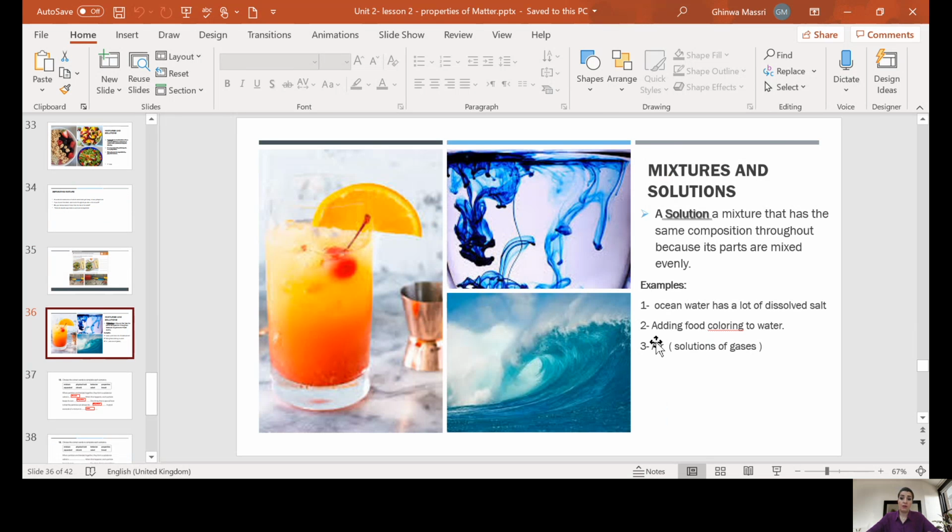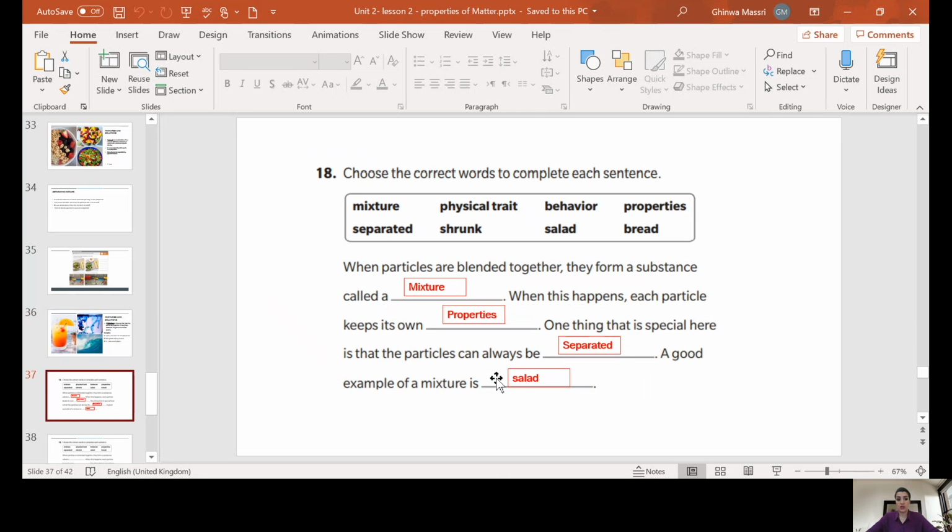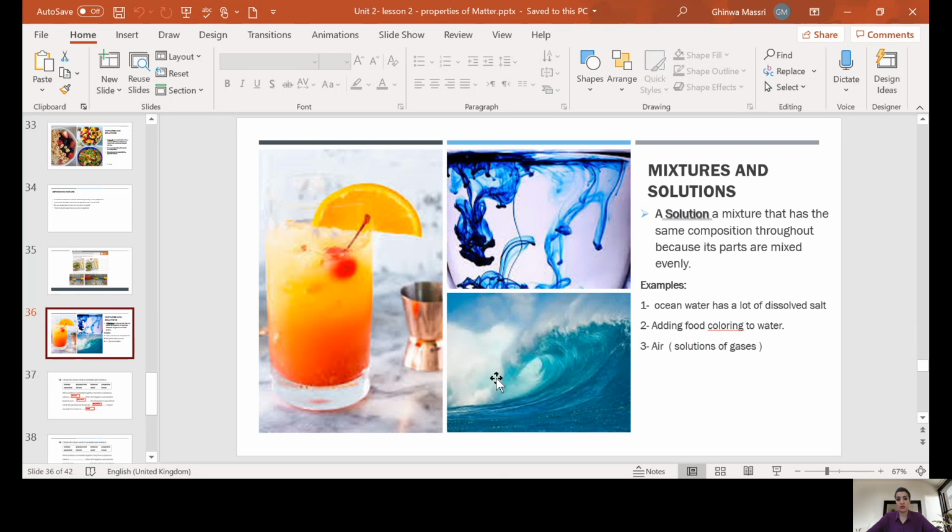We also talked about a solution, which is a mixture that has the same composition everywhere when it is evenly mixed. For example, if I taste the tea, it will have the taste of sugar all over the tea, whether I start sipping from the first sip till the last sip. It's a solution because the sugar is dissolved all over the tea. The same thing goes for ocean water.